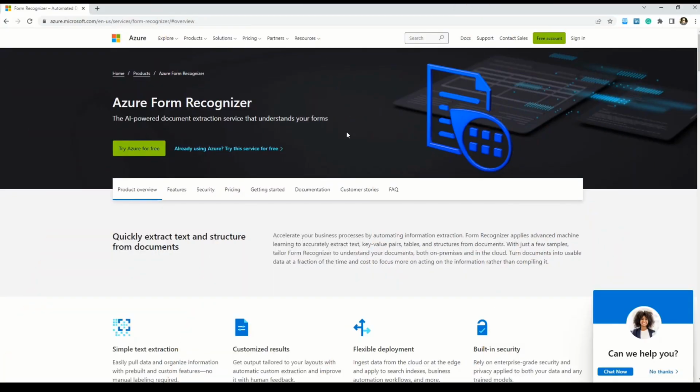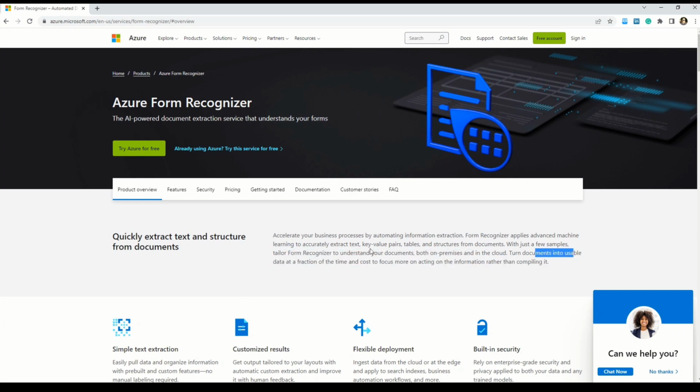And just to get you started with Azure Form Recognizer, this is the documentation. You can read here that to accelerate your business processes by automating information extraction, Form Recognizer applies advanced machine learning to accurately extract text, key-value pairs, tables, and structures from documents. Further, it says that with just a few samples, you can tailor Form Recognizer to understand your documents both on-premises and in the cloud.